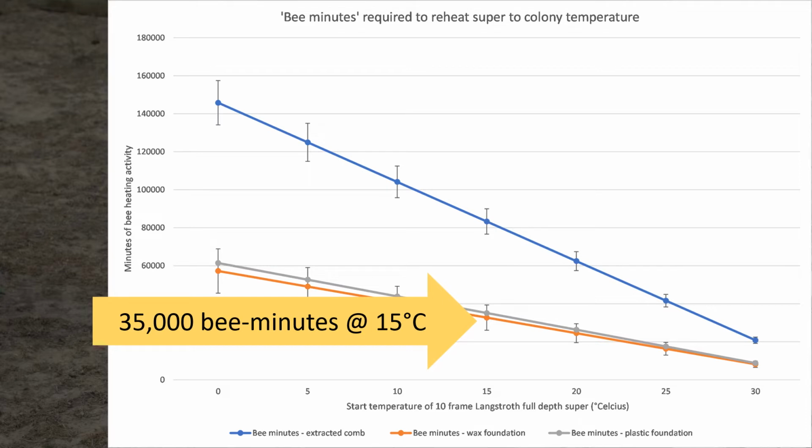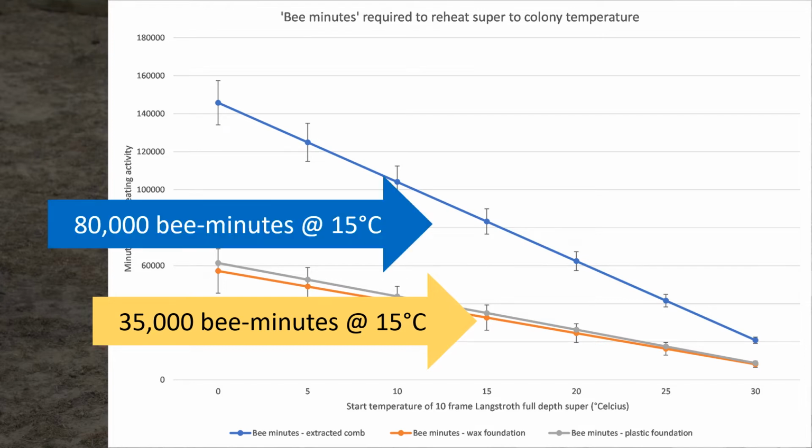So we can see here that foundation, whether it's wax or plastic, takes around 35,000 minutes of bee activity to take it from 15 degrees Celsius to 35. An extracted comb, or stickies, take around 80,000 bee minutes. So 80 bees for 1,000 minutes, or 1,000 bees 80 minutes. And it's a lot of work.